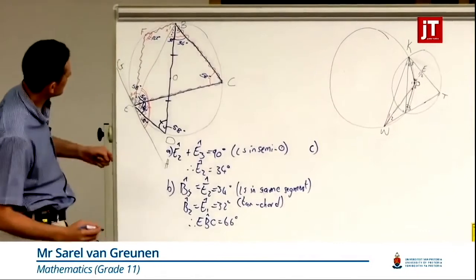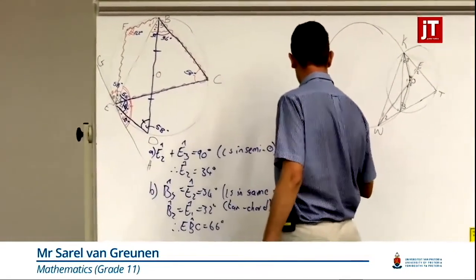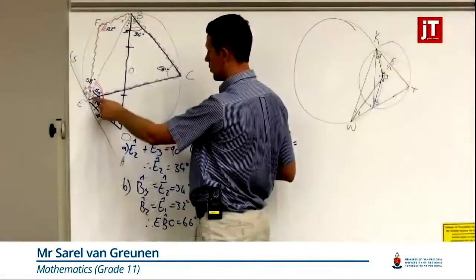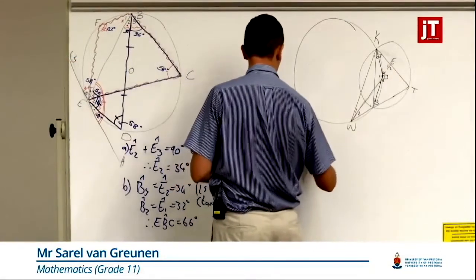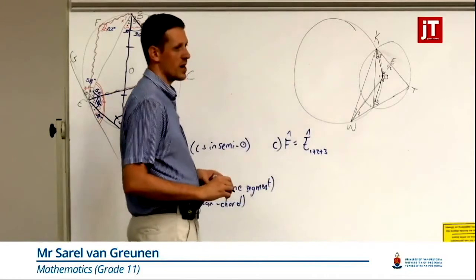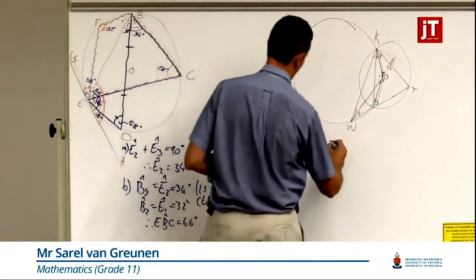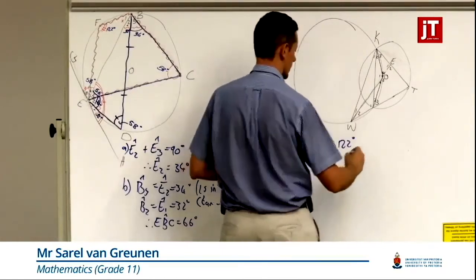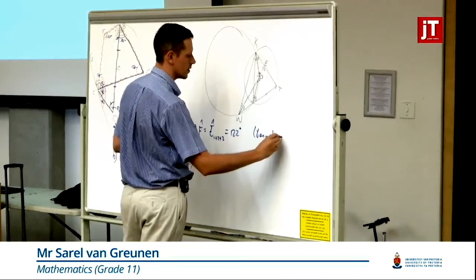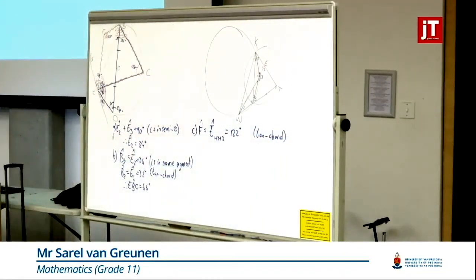Now, angle C, I'm saying that angle F is equal to angle E1, E2, as well as E3. So I'm going to say E1 plus 2 plus 3. You are allowed to write it like that. And this is 122 degrees. Tan chord. Okay. Everyone all right with that?